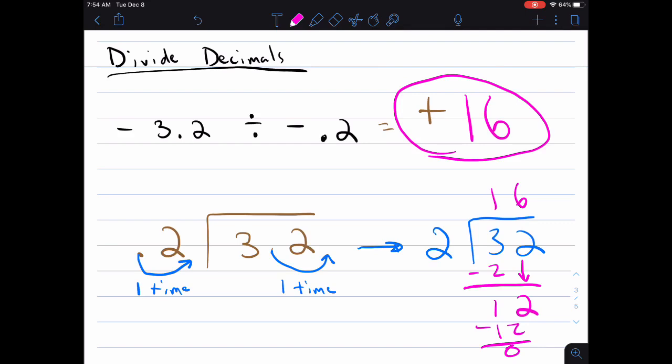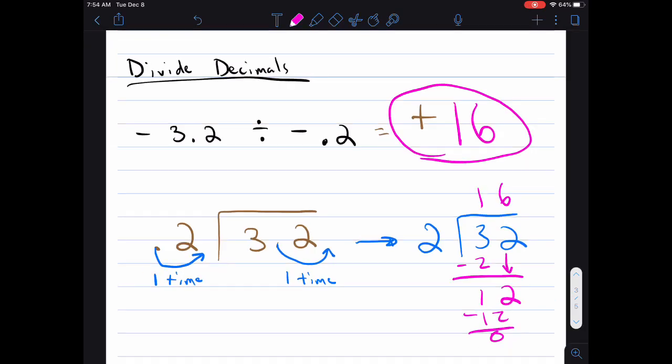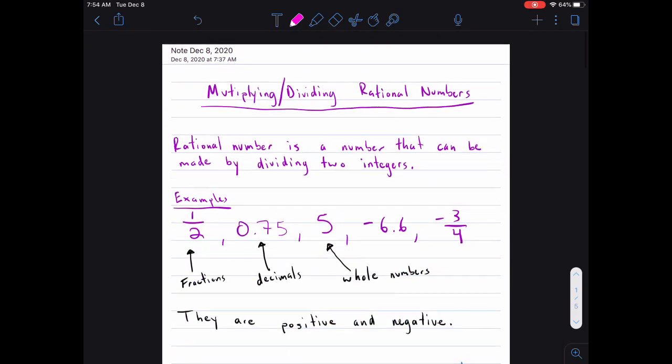This is how you divide decimals. And these are rational numbers. Todo esto es rational numbers.